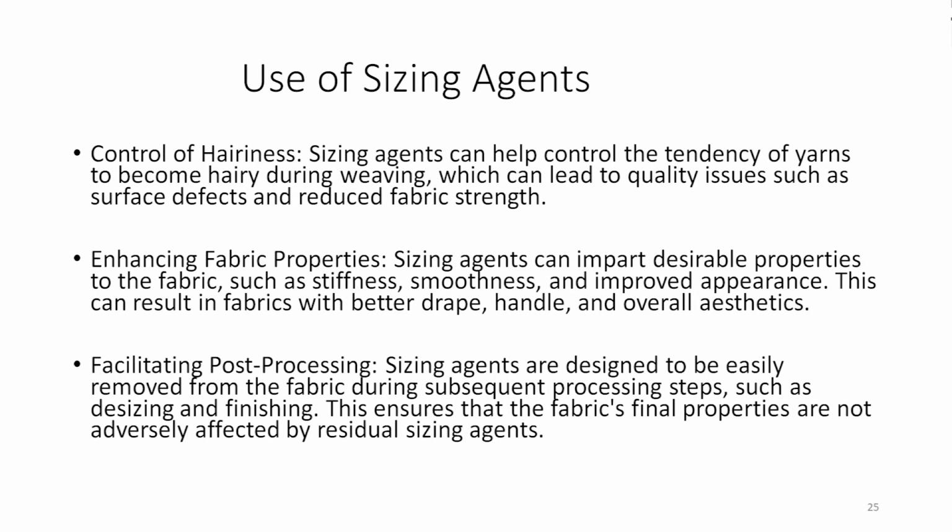Control of hairiness. We saw that most of the sizing agents that we studied just now had all the properties that an ideal sizing agent should have, and one of them is the control of hairiness. Sizing agents can help control the tendency of yarns to become hairy during weaving, which can lead to quality issues such as surface defects and reduced fabric strength. So, that is why if there is a control on hairiness, that sizing agent is ideal.